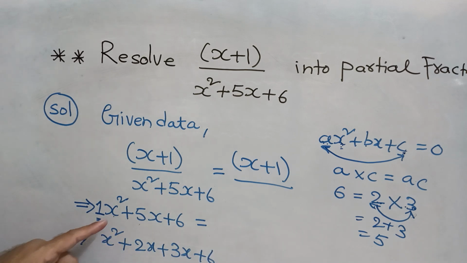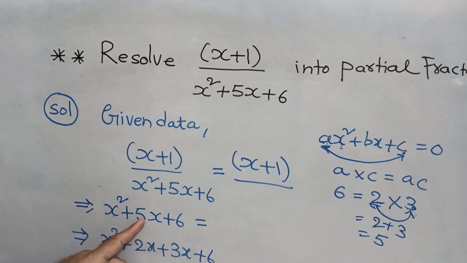I can write x square as 1x square; nothing wrong if you do not write the 1 also. So this 5x I can write as 2x plus 3x, which is nothing but 5x, because 2 into 3 is 6, again 6 into 1, equal to 6, therefore plus 6, right? Therefore, I am trying to find the roots of this equation.